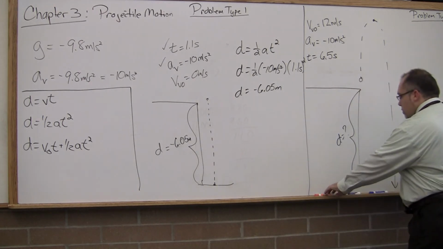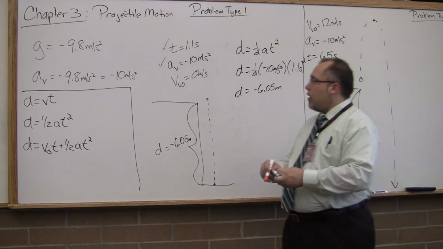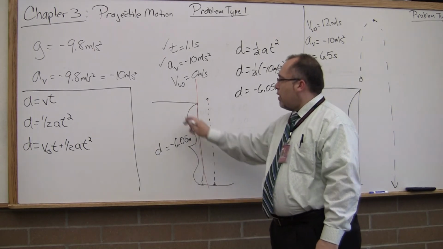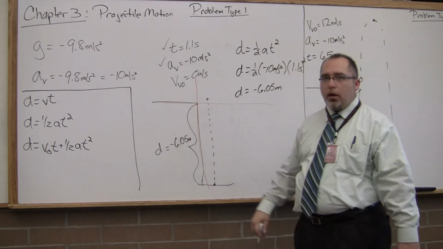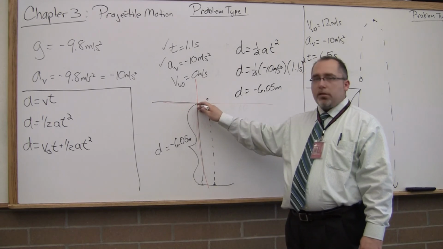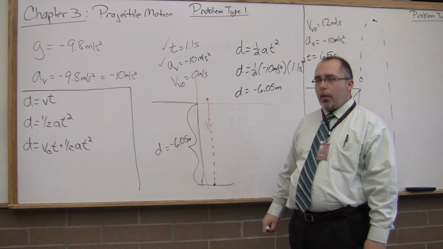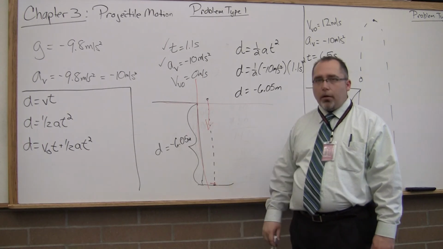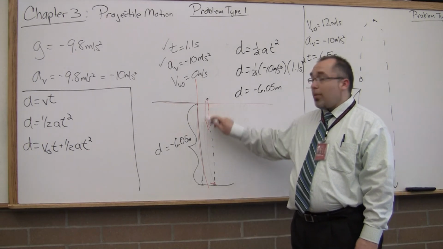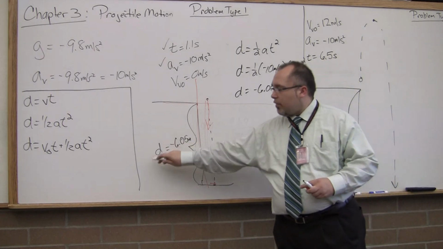Because what you have to think about doing here is creating an XY axis right at the edge of the building. So the edge of the building is our origin, and we're just holding it up and dropping it straight down. And it lands down here on the ground. So we're looking for that displacement technically, but we're using a distance formula to get it.